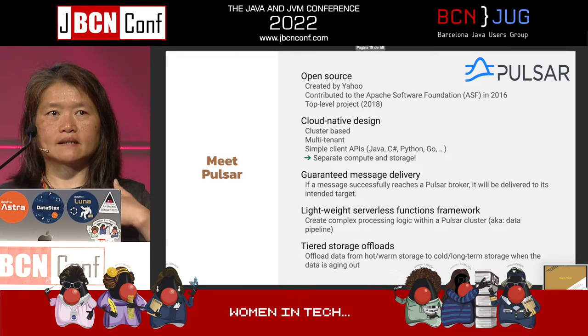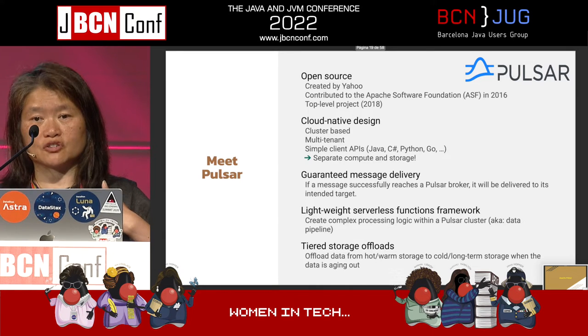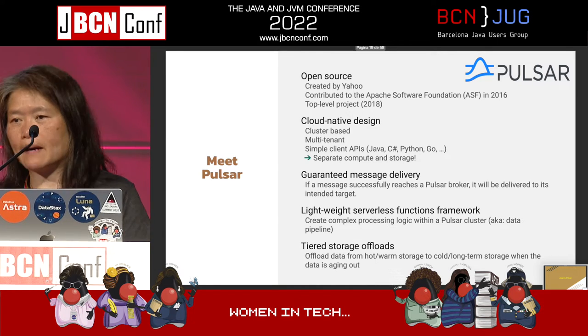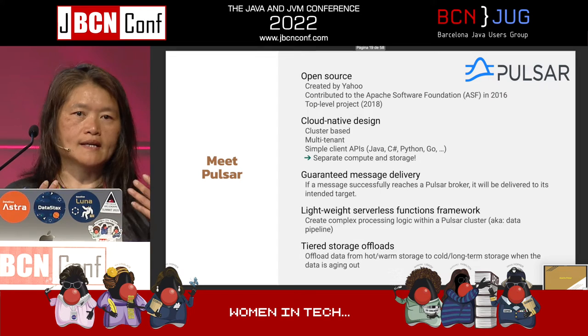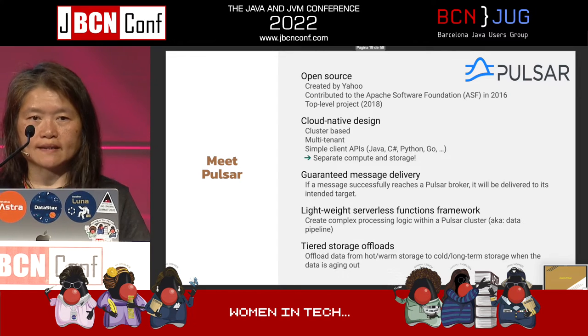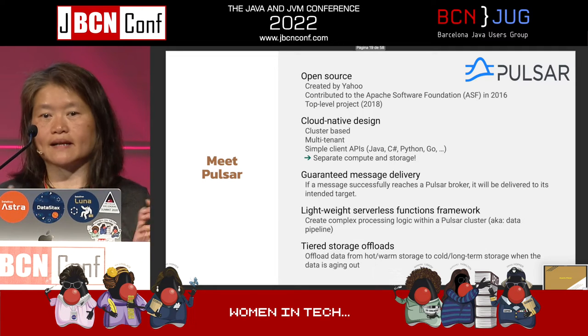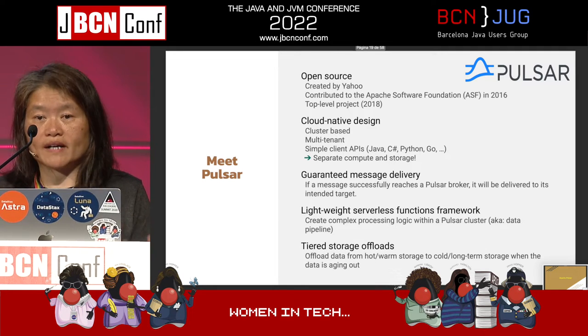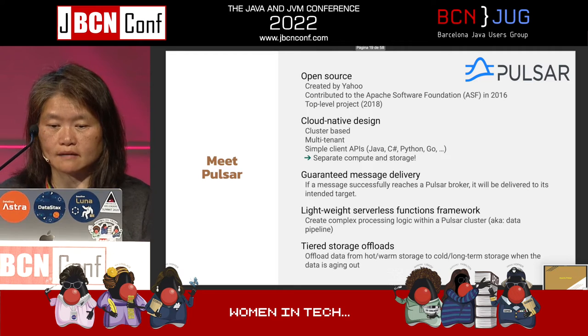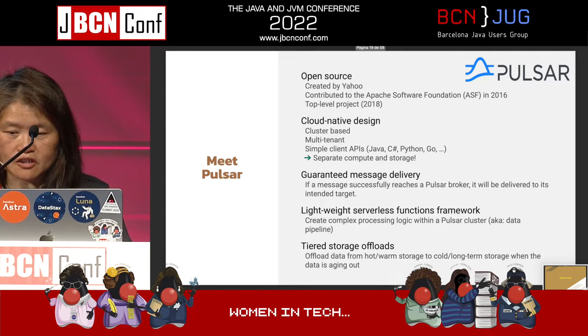And Pulsar has a feature called Pulsar Functions too. It's much like AWS Lambdas, or Azure serverless, something like that. So you can actually transform your messages, and I can quickly show you later an example of how you can write a Pulsar function. It's actually not that complicated. So, okay, it helps with that.